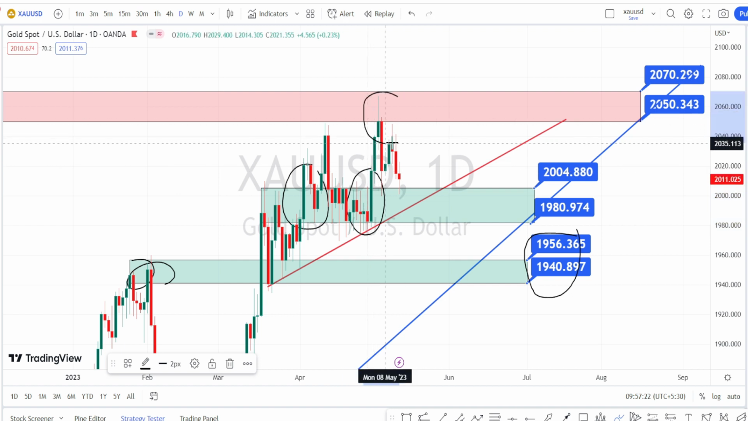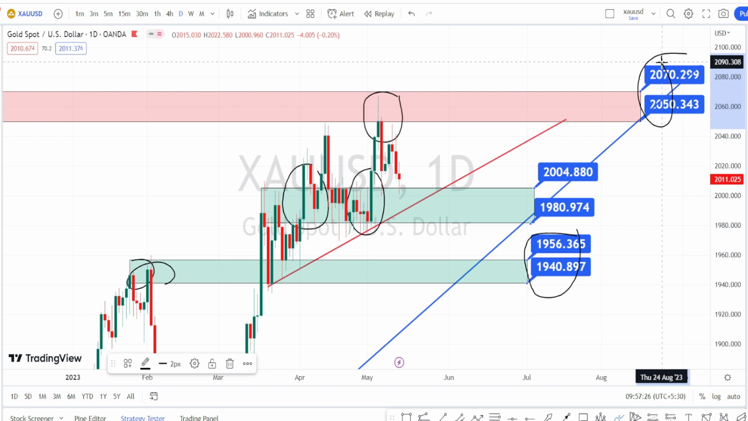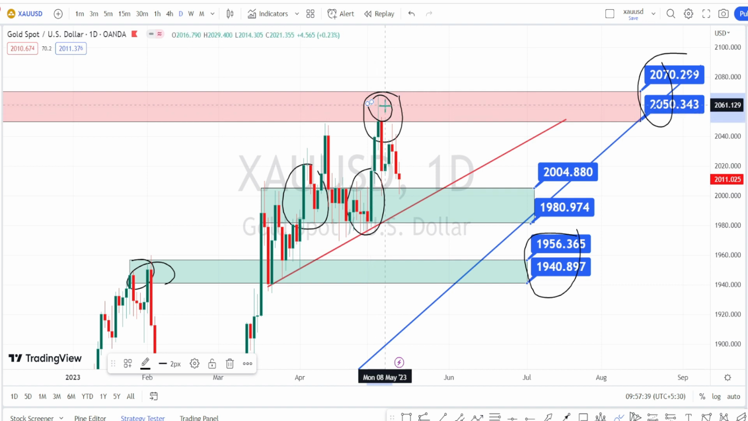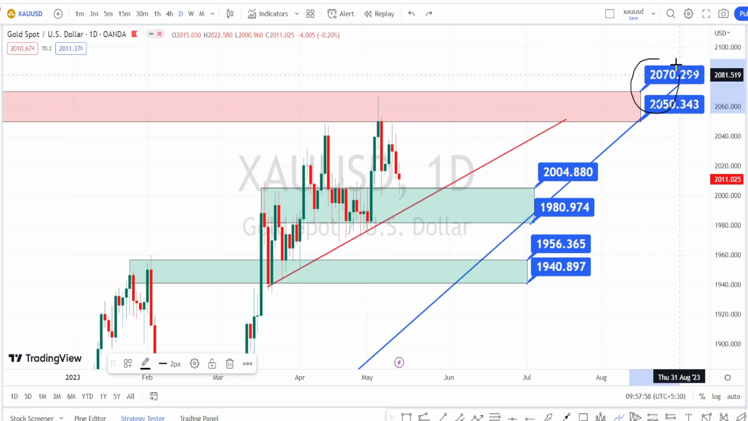But when we look at the price action at this resistance zone, which is the higher time frame resistance zone, the price has tested this resistance zone, but the body did not close at this level or above this resistance zone, which shows that this is still a valid resistance zone in the daily time frame.